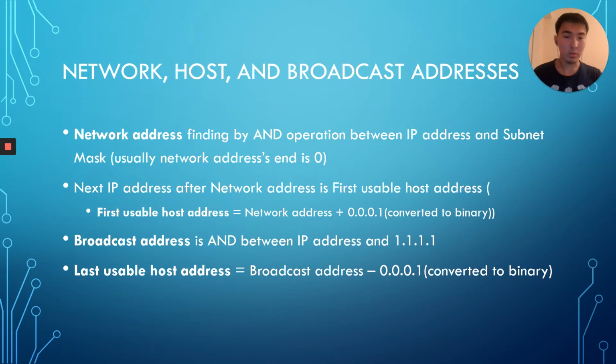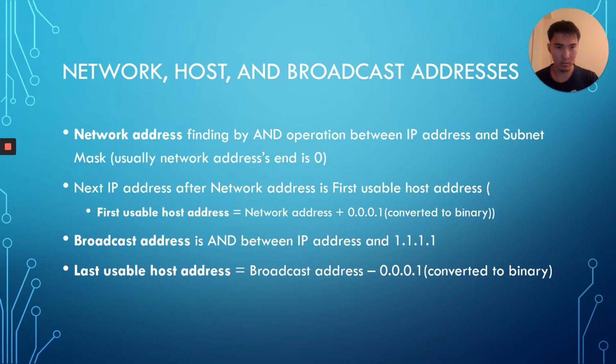Network, host, and broadcast address. We must find all of them. As I said before, the network address comes from an AND operation between the IP address and the subnet mask. This address is finished by 0; every network address is finished by 0. The last element is 0, the last octet of the IP address finished by 0.